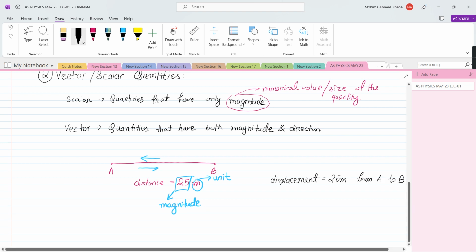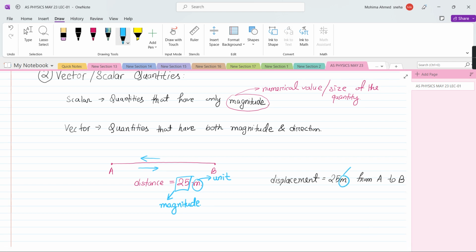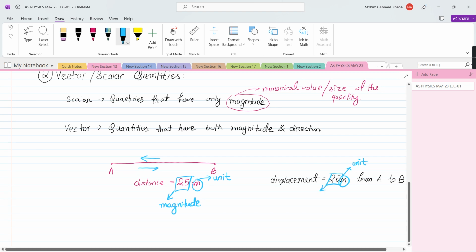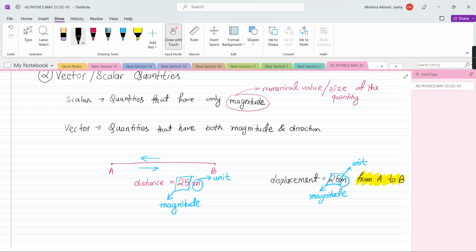Now if you point out these things, this meter is the unit for displacement. This 25 is the magnitude, or size, or numerical value for the quantity. And this last part, from A to B, refers to the direction of the quantity. It tells you that specifically from A to B, the displacement is going to be 25 meter. So this is the direction.